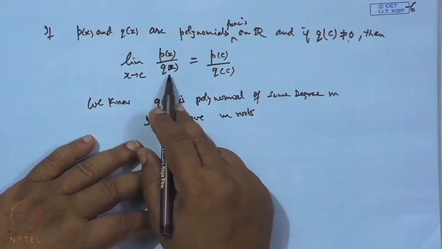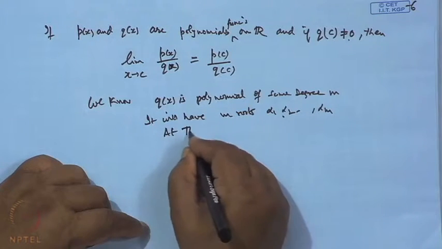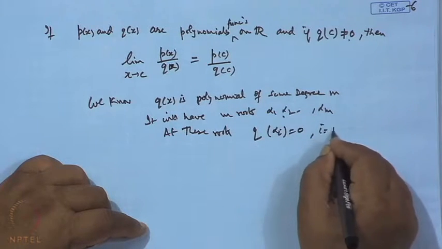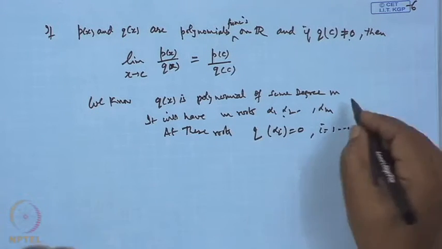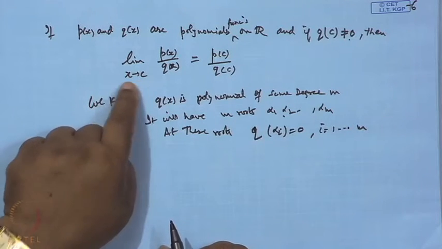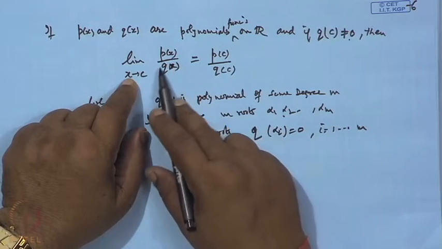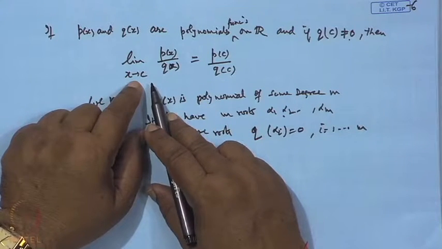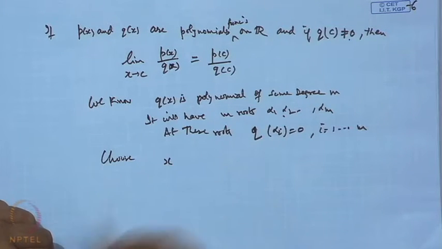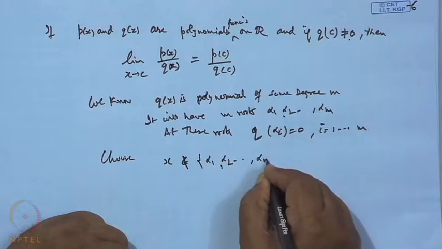It means at these roots alpha 1, alpha 2, alpha m, the value of Q must be 0. I am assuming all the roots are distinct and real. So, Q must be 0 there. So, it means when you approach c, the path should not contain these points, because if it contains these points, then you cannot find the limit of Q x when x tends to c. So, what we do is we choose x which is not in this set alpha 1, alpha 2, alpha m, which is different from these.